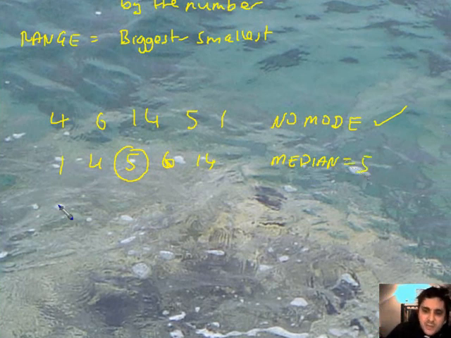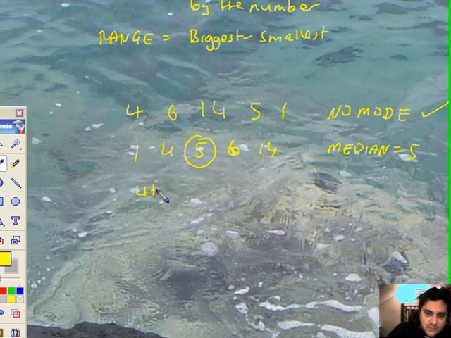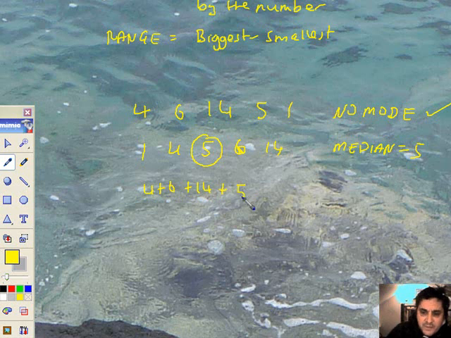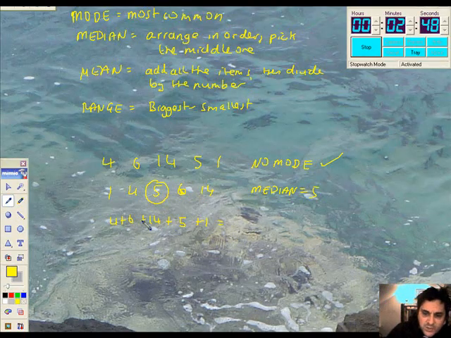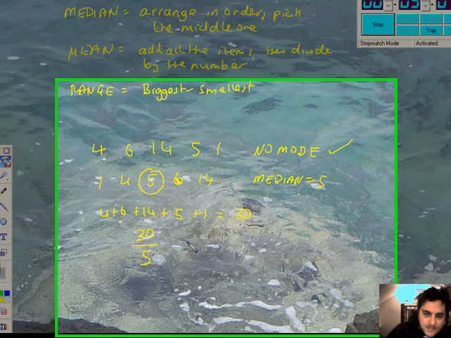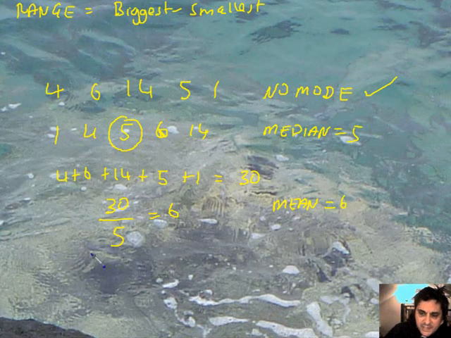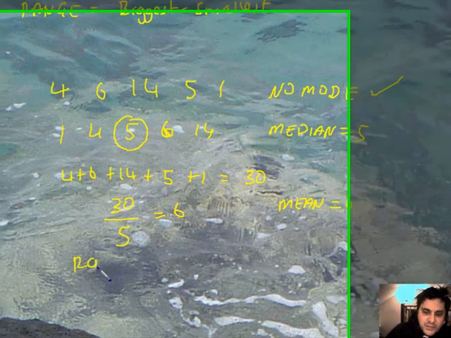Next one, the mean. Well, let's add them up, shall we? 4 plus 6 plus 14 plus 5 plus 1. 14 and 6 is 20, 24, 29 plus 1 is 30. So the total is 30. So we have 30 divided by 1, 2, 3, 4, 5 numbers. 30 divided by 5 is 6. So the mean is 6.